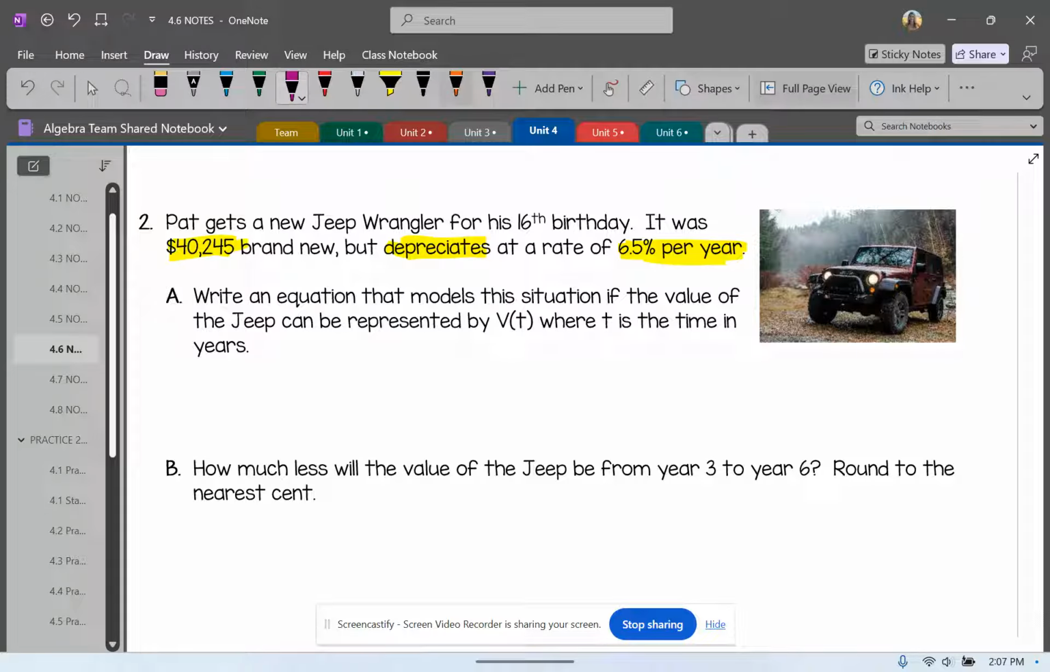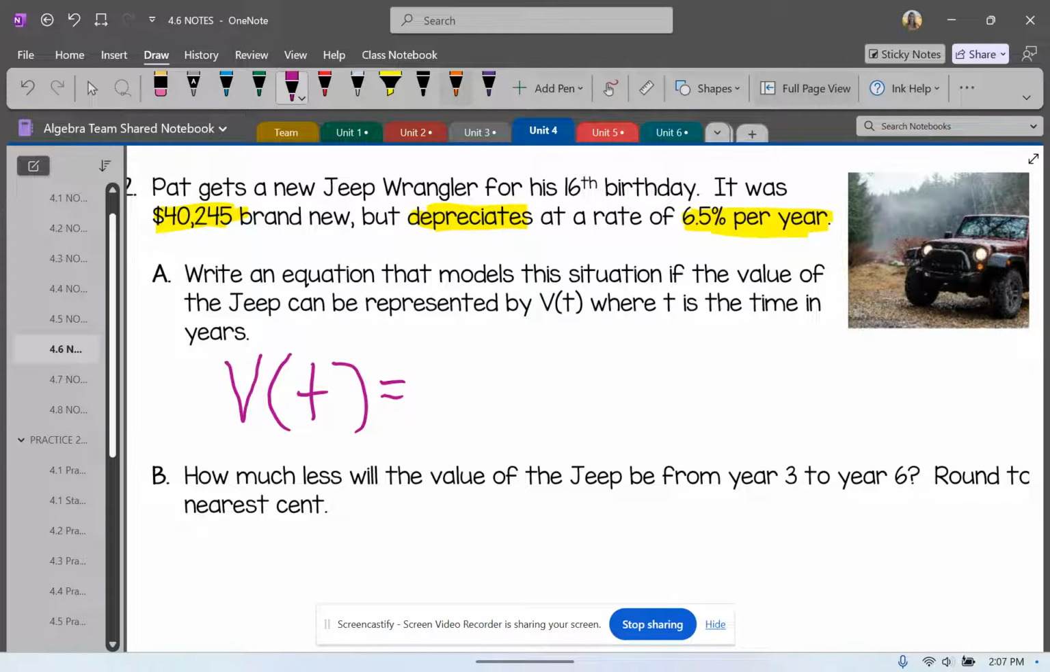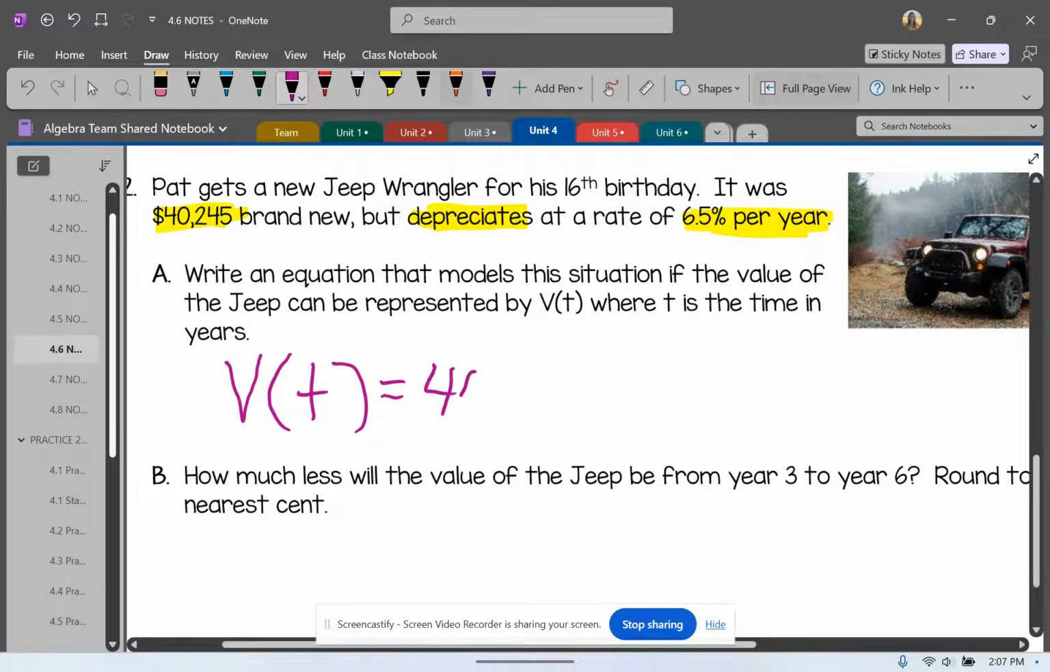Remember, when we see percents as multipliers, we always want to compare them to 100%. We have to write an equation in A, so write an equation that models this situation. If the value of the Jeep, V of T, can be represented as time goes on, so T for time, then we write V of T equals what we start with, our starting value of the Jeep. And what happens to the Jeep over and over again? We're multiplying it by something every year, so something to the T power.